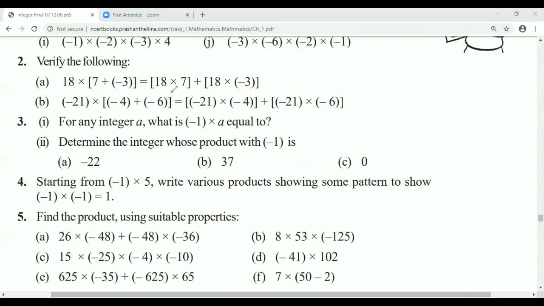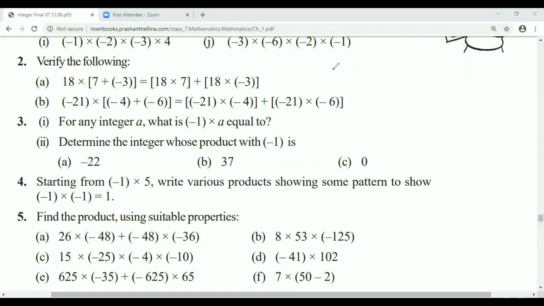Now let's go through question number 2. Verify the following. Here a statement is given: 18 into (7 plus -3) is equal to 18 into 7 plus 18 into -3. So we have to solve the right hand side as well as the left hand side, and we have to compare the answers of the right hand side and left hand side. Then we have to verify whether it is equal or not. That's the question we have to do here.